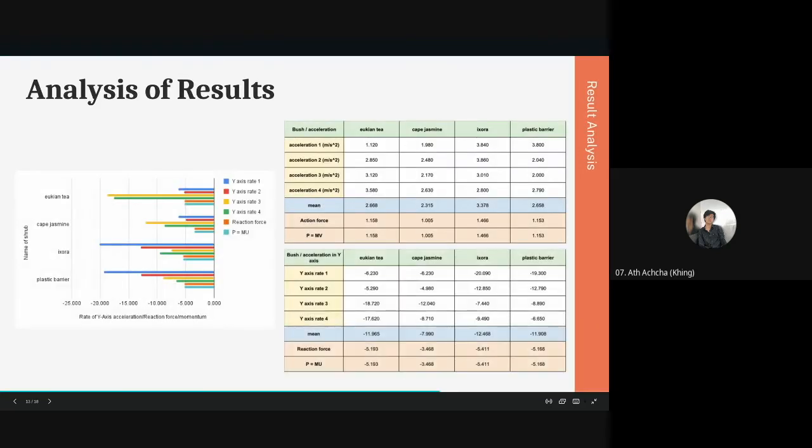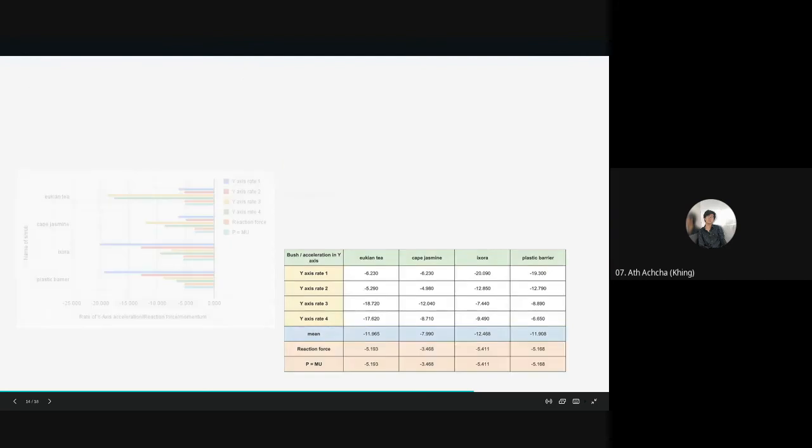So in the first experiment that you can see in the video, we have this table and this graph to show you the result of the experiment. The graph shows the rates of the y-axis acceleration, the reaction force, and the momentum. The table shows the real numbers that we get from the sensor in the application.